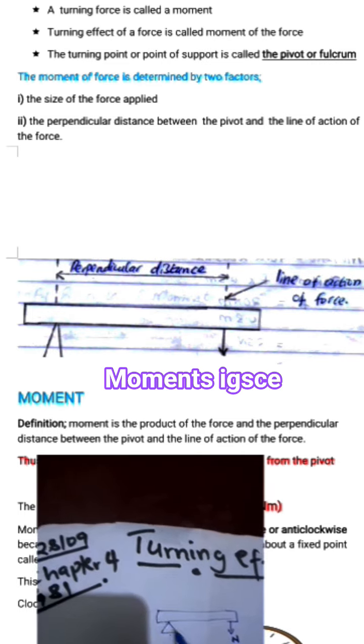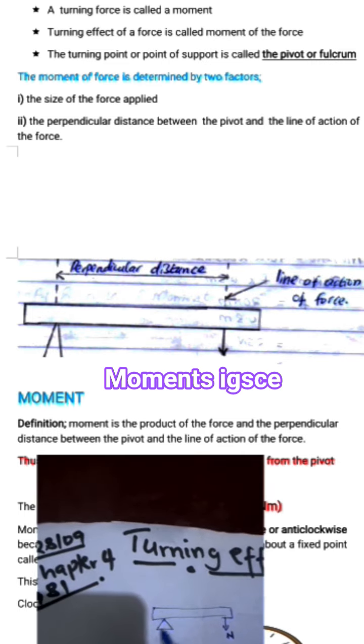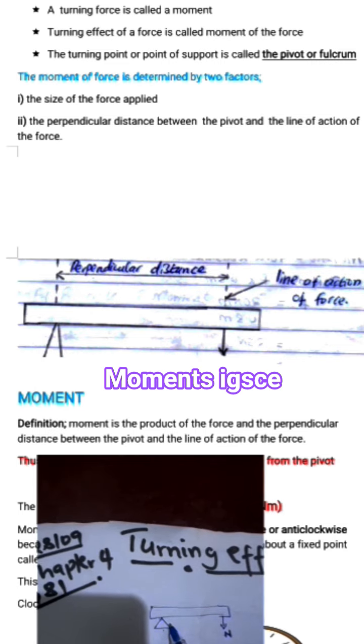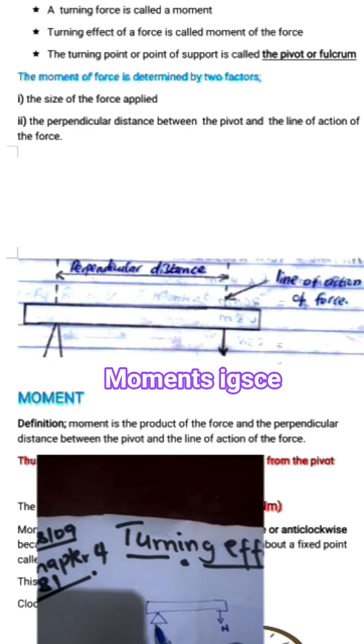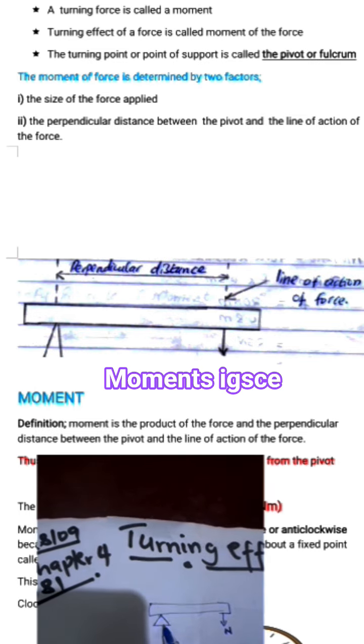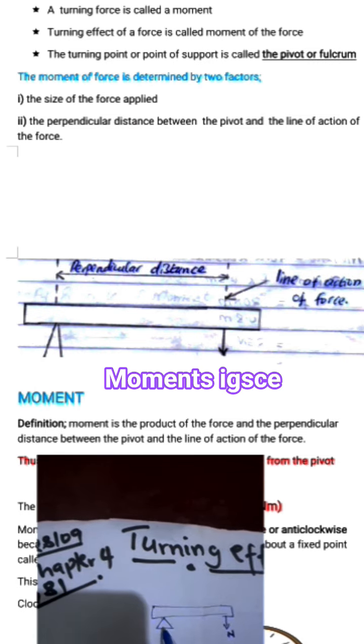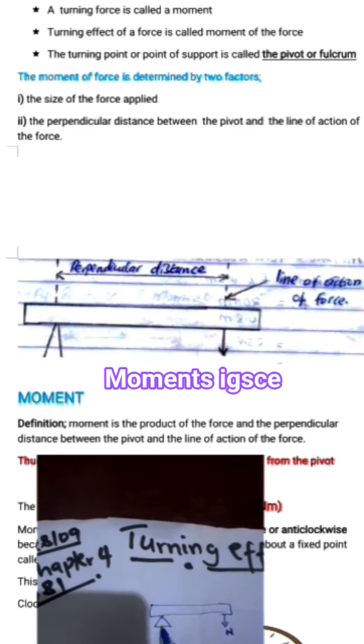So this is what we call the pivot, and the pivot we can define as the turning point. We call it the turning point or the point of support. The point of support which is supporting this meter rule is this pivot, and sometimes we call it the fulcrum.